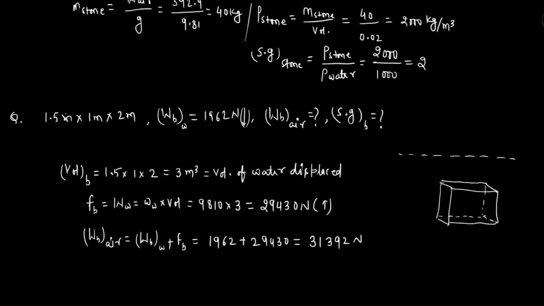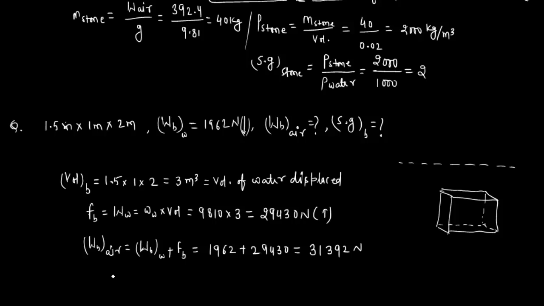So in this case, let's suppose, first I'm saying the mass of this body. So the mass of the body, we can say, is the weight of the body in air divided by g, as we calculated here. So this will be equal to 31392 divided by 9.81, that is g actually. So the mass of the body will become 3200 kg here. So this is the mass of the body in the air.